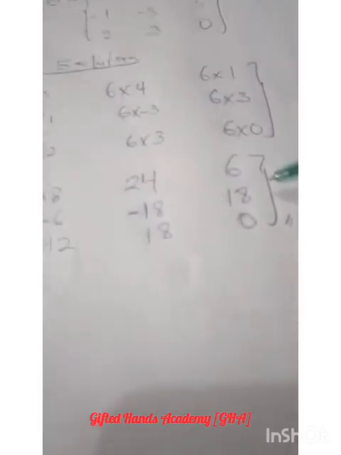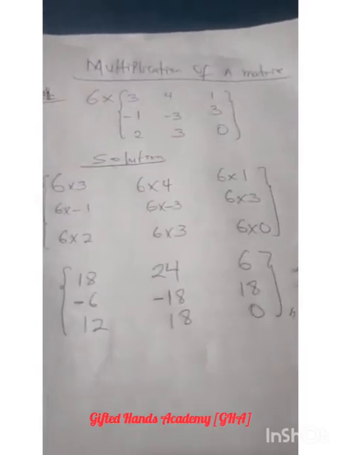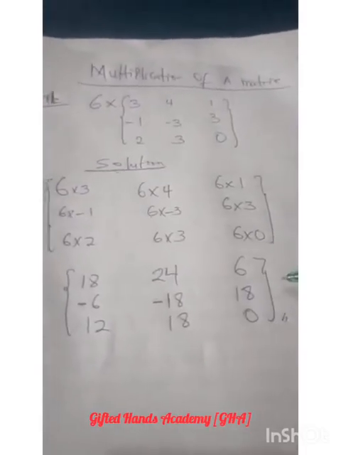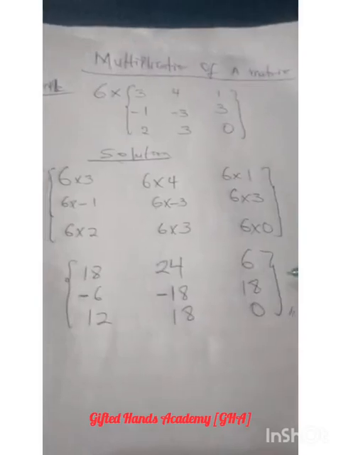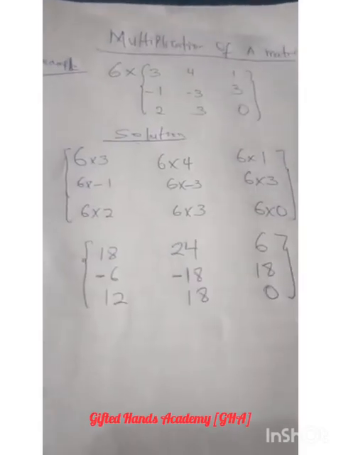So that's that. The same thing if you have it by maybe a 2 by 2 matrix, a 3 by 3 matrix, just multiply that number by all of the numbers in the matrix.